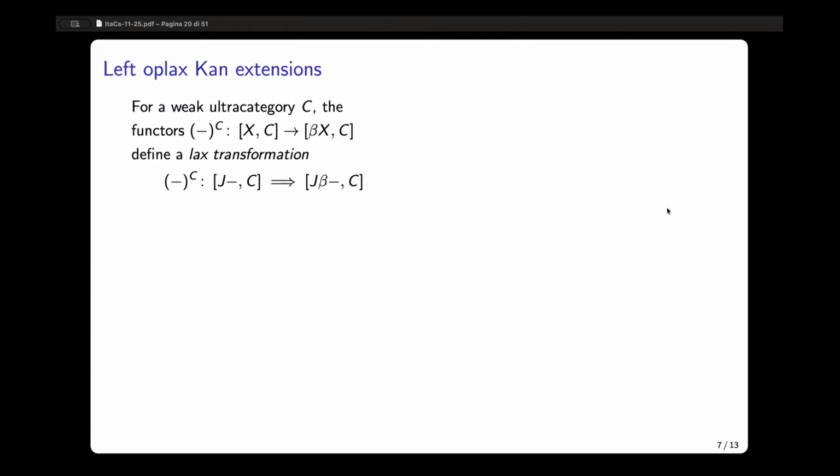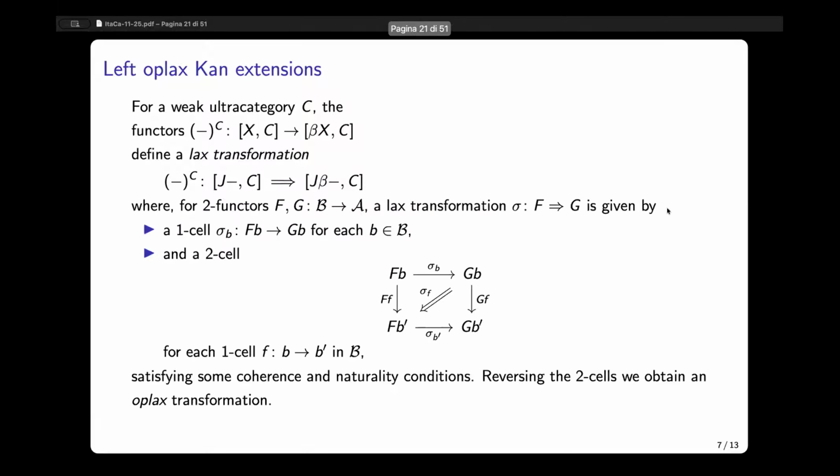Now the idea is, if we want to realize weak ultracategories as some kind of algebras for some kind of monad, an actual monad now on Cat, not a relative one, the main observation here is that these extension functors assemble into a lax transformation, which, if you need a refresher, is just a kind of natural transformation where instead of having naturality squares commute on the nose, we have some coherent two cells going in one direction, filling the squares.